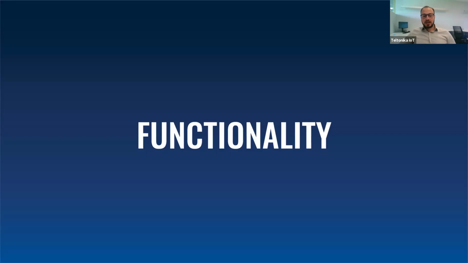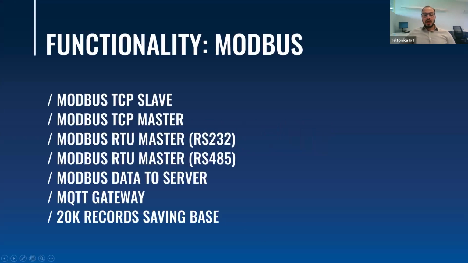So let's move further and let's begin with Modbus, an industrial protocol which is fully supported by our products. The protocols include Modbus TCP slave and master, also Modbus RTU master. Furthermore, our database is like a locker. When the internet drops down, we are still saving records. We are saving 20,000 records, and when the internet turns on again, we are sending them instantly.